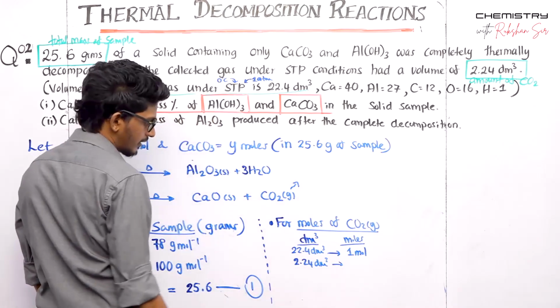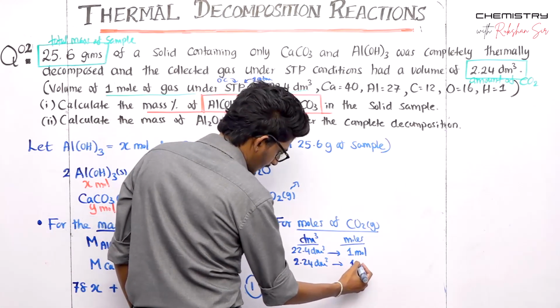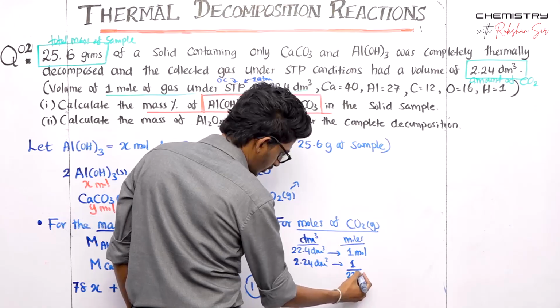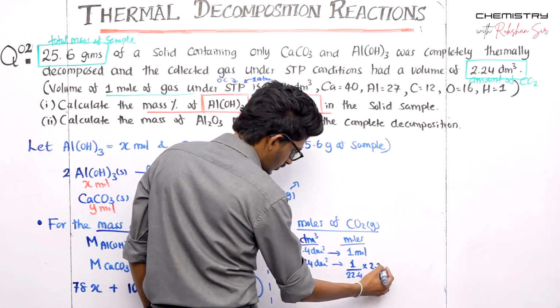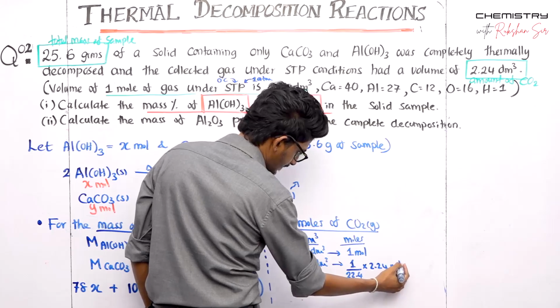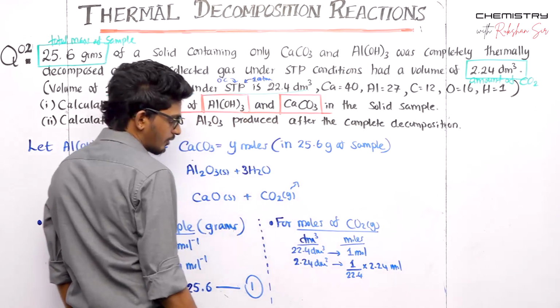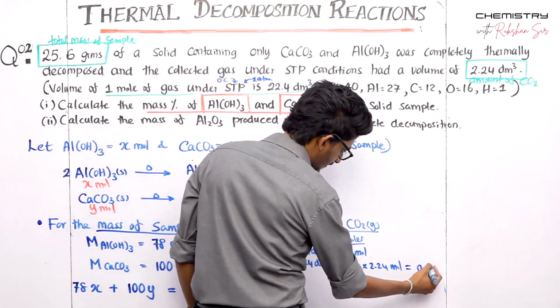So that is, actually, 1 divided by 22.4 will give you 1 portion. We need such 2.24 portions. So that value is going to be 0.1.